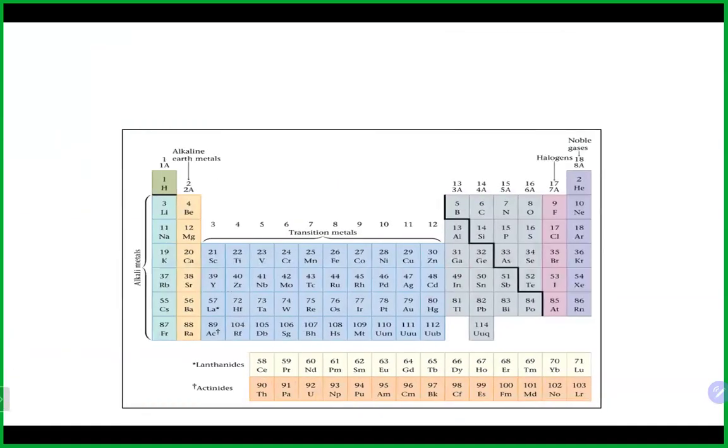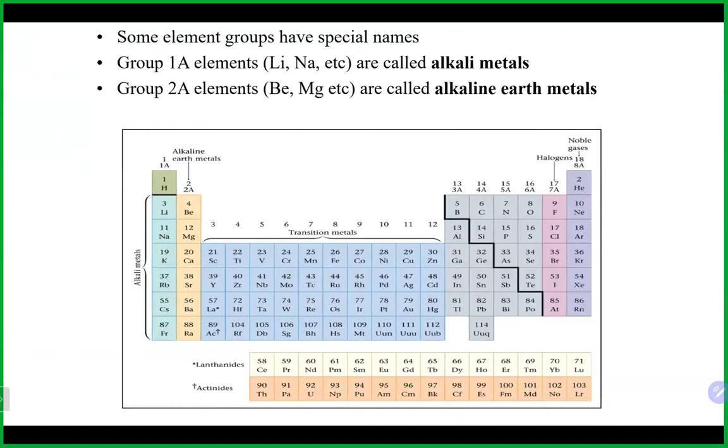In addition, some groups do have specific names, and you do need to be aware of that. So starting here in group 1, these are the alkali metals, once again starting with lithium, not hydrogen. So hydrogen is not part of group 1, and it is not an alkali metal because, again, it's a non-metal. So lithium, sodium, potassium, those are alkali metals.